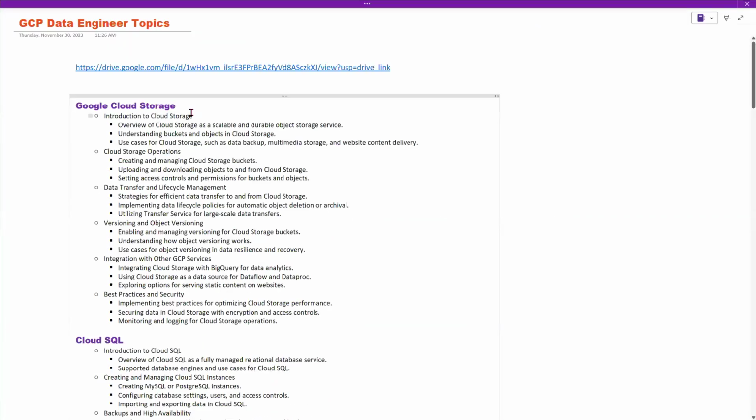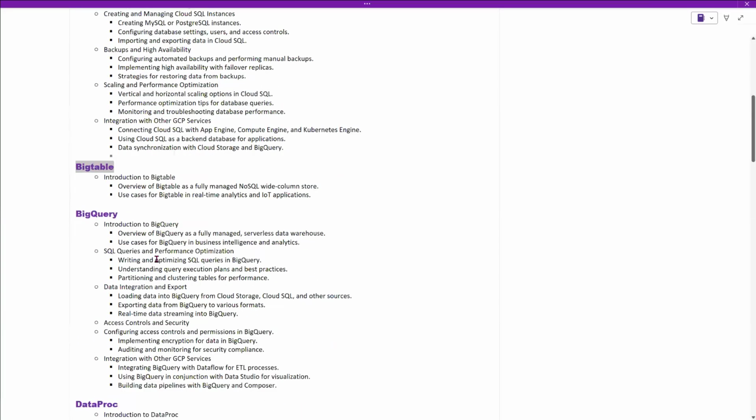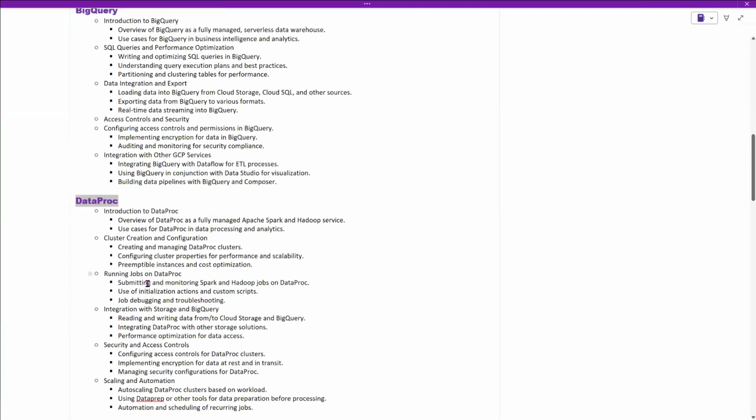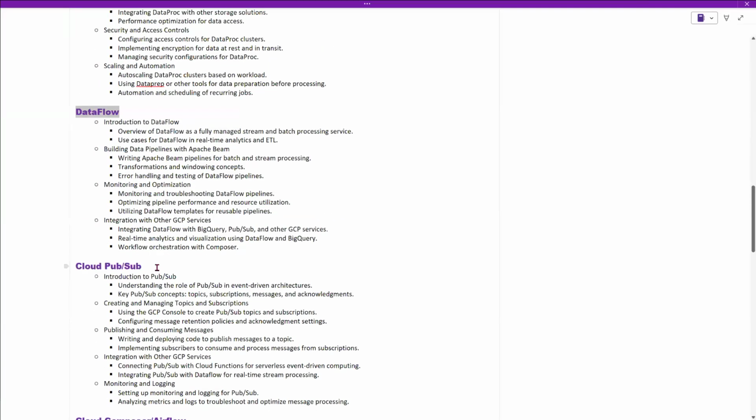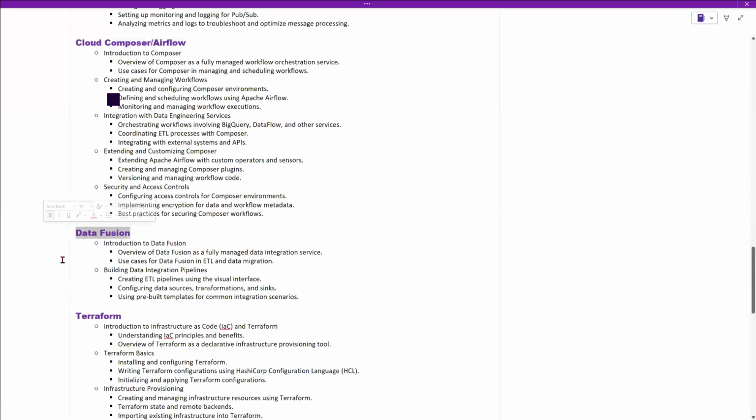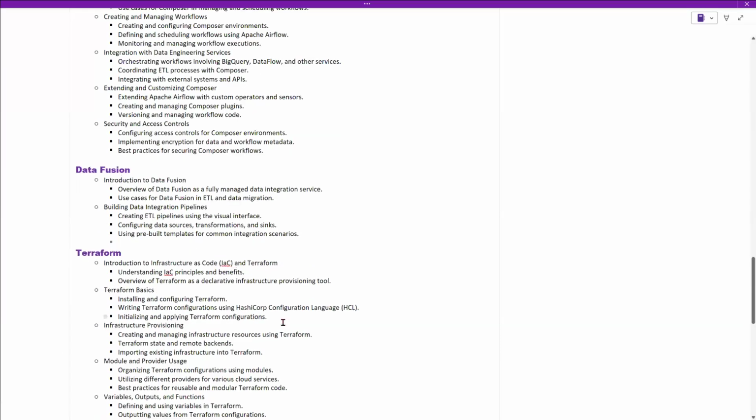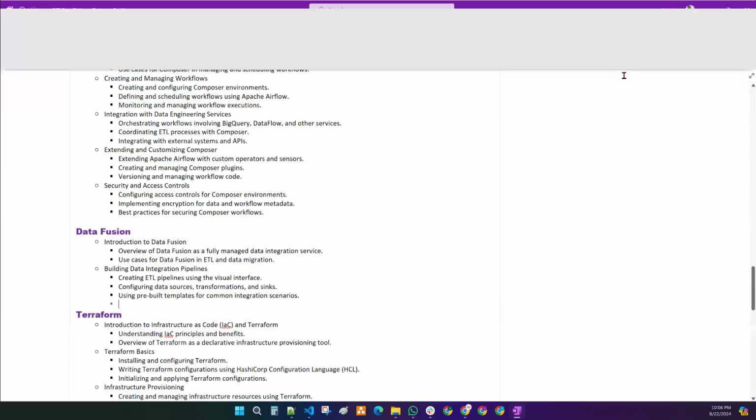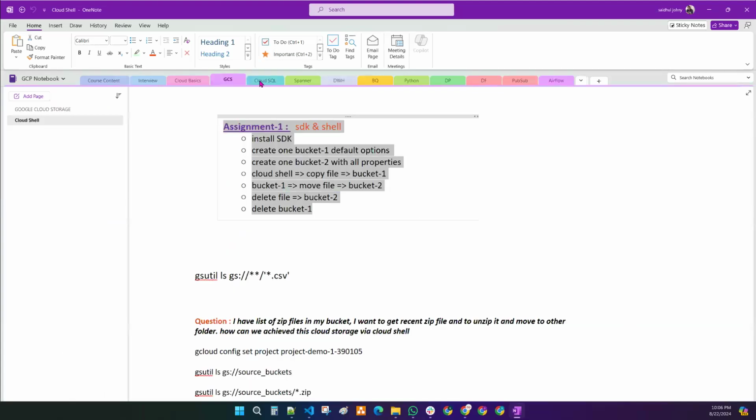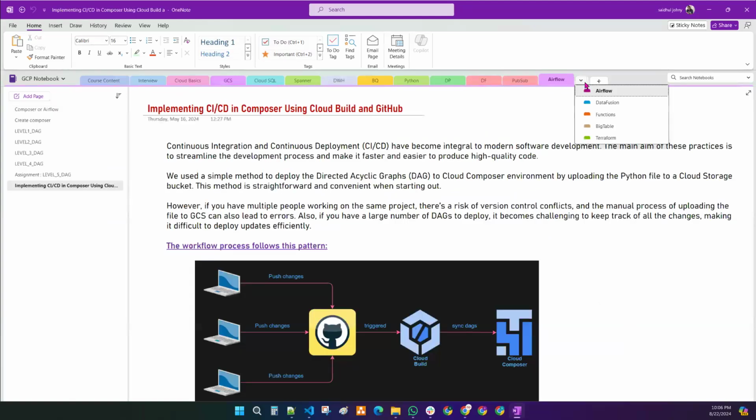In this, we start with Cloud Storage, Cloud SQL, Bigtable, BigQuery, Dataproc, Dataflow, Pub/Sub, Cloud Composer, Data Fusion, and Terraform, and Databricks is also covered. I think I forgot to mention Cloud Functions; they are also there. So you have GCS, Cloud SQL, BigQuery, Dataproc, Dataflow, Pub/Sub, Airflow, Data Fusion, Cloud Functions, Bigtable, Terraform. All these things are covered.